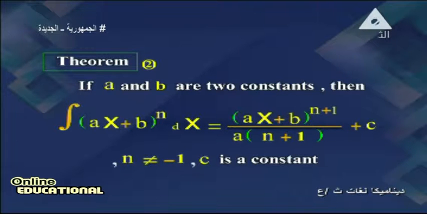Multiply the derivative of the function inside the bracket. The derivative of the function inside the bracket, we get a. The derivative of ax is a, and the derivative of b is 0. Then the integration of (ax + b) to the power n dx equals (ax + b) to the power n + 1 over a times (n + 1) plus the constant c.